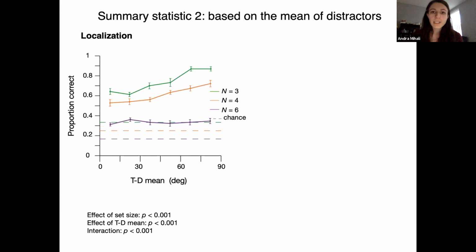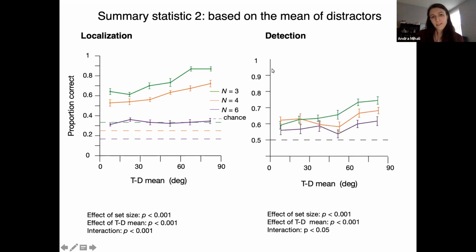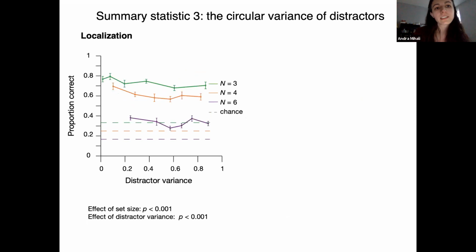Summary statistic 2, based on the mean of the distractors. The effects look more subtle visually, but we still get statistical significance for the effect of set size and target-to-distractor mean, and a similar pattern in detection. So target-to-distractor mean seems to influence proportion correct. These p-values are from logistic regressions trying to predict accuracy with particular summary statistics and set size.